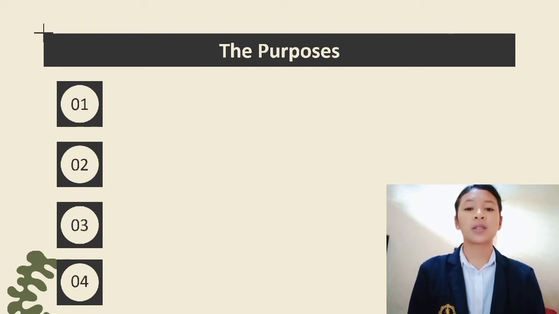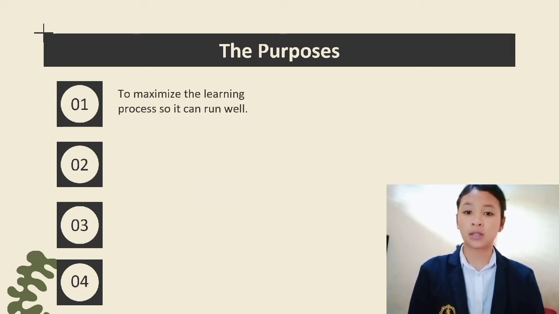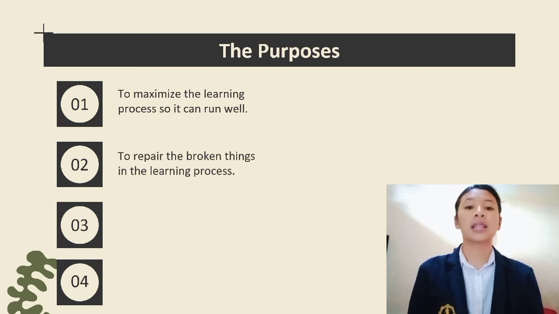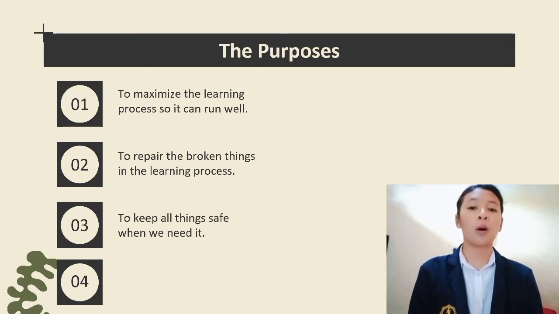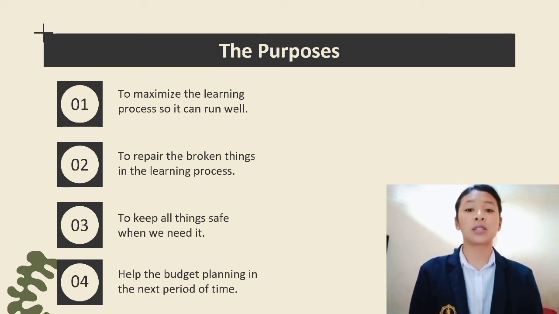The next material is about the purposes of the facilities and infrastructure. There are four purposes. First is to maximize the learning process so it can run well. The second purpose is to repair the broken things in the learning process. The third is to keep everything safe when we need it. And the last purpose is to have budget planning for the next period of time.